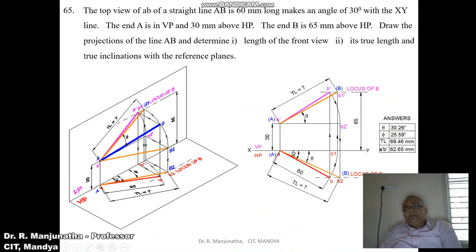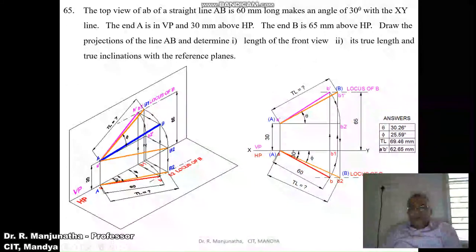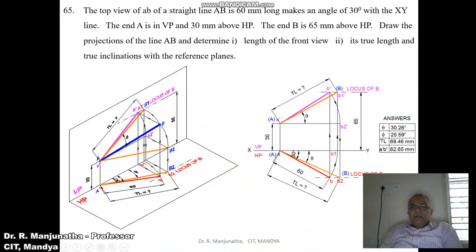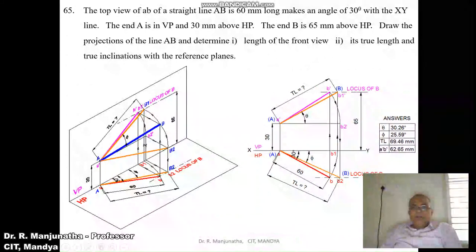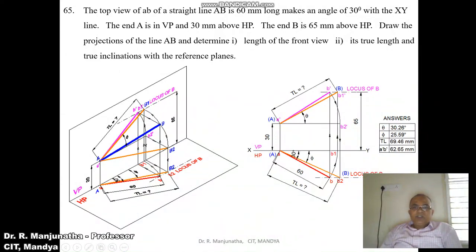That is also quite evident here: with A as center, taking the radius of 60 mm, drawing a line inclined at 30 degrees, you get the locus of B here. Then B is above HP by 65 mm, so we know the front view locus of B also. We draw a vertical projector from here so that it cuts the locus of B here. You mark that point as B dash and join A dash B dash and AB. So now we know the top view and also the front view.